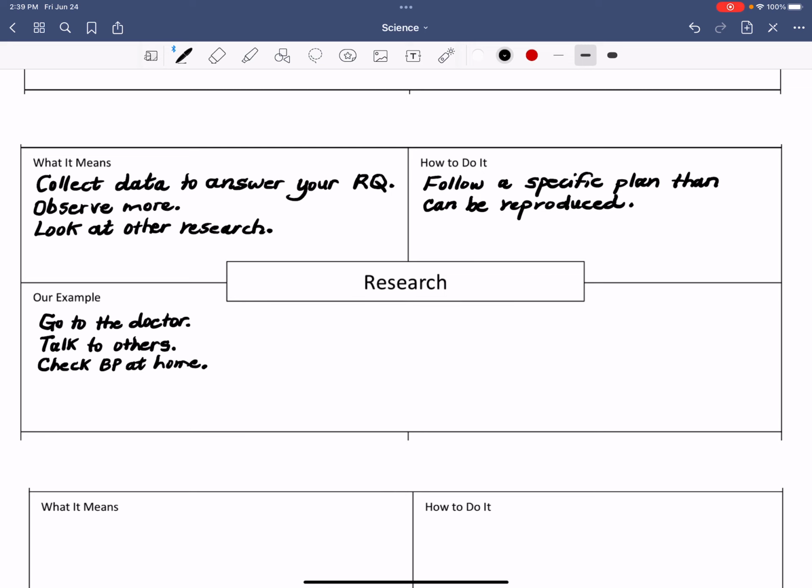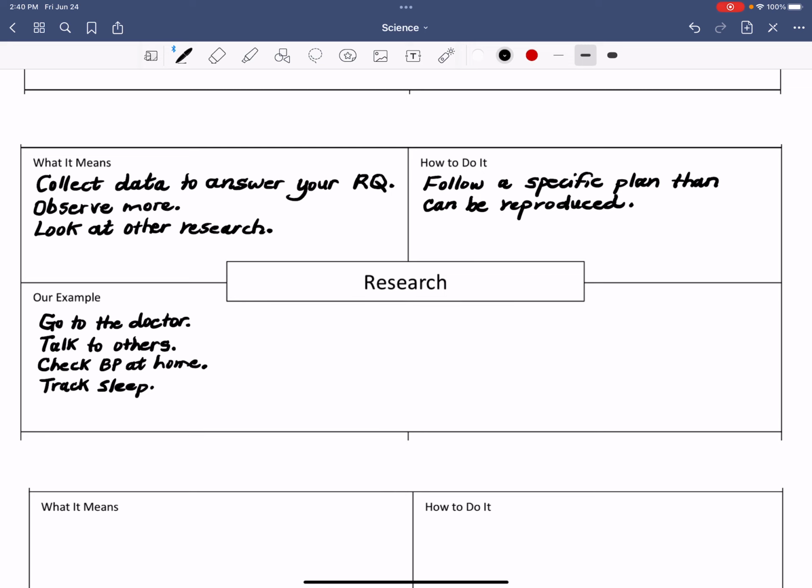He might even track his sleep. Maybe it's because he's not sleeping enough. He could do that on an Apple Watch or a smartwatch, or he could just keep a log of how many hours he's sleeping every day. There are lots of things you can do to do research. But I'm going to go with this first one. Sam is going to go to the doctor.